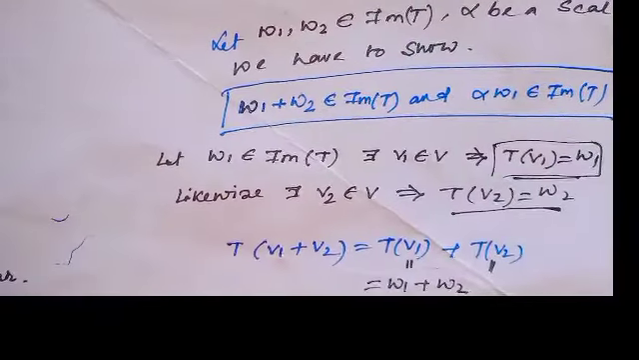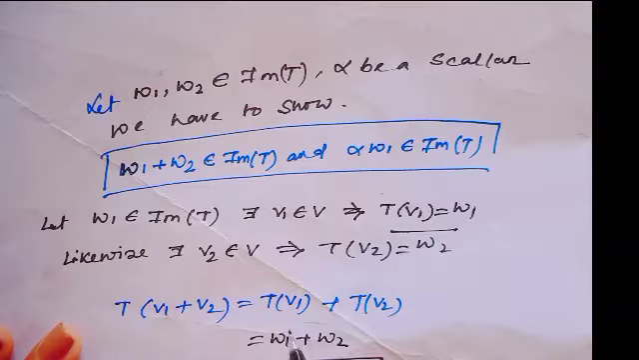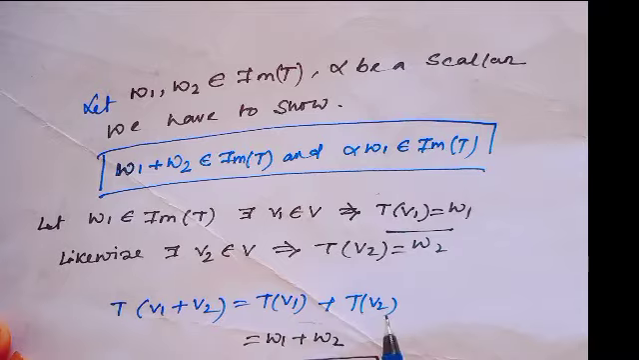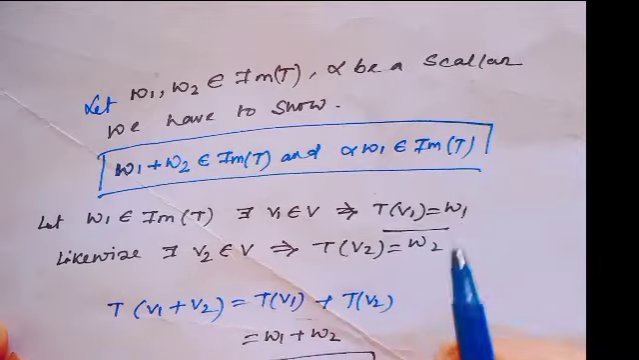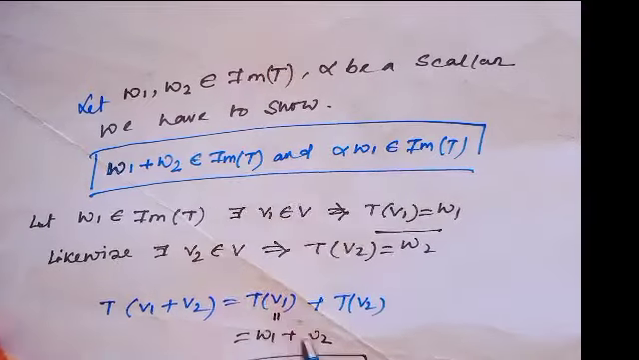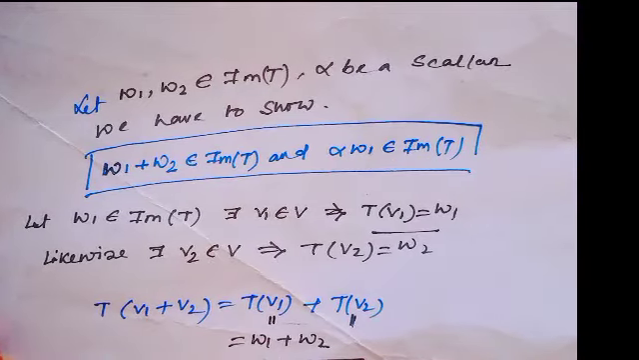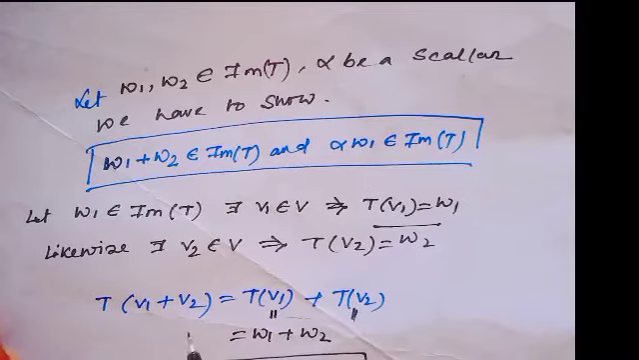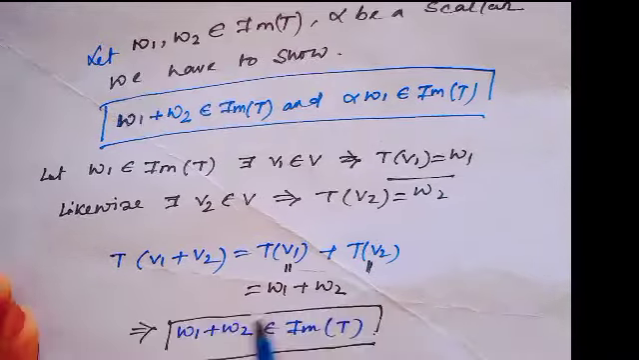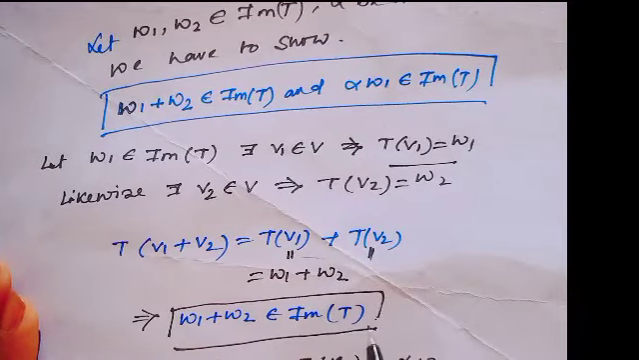Now apply T on v1 plus v2. By the property of linear transformation, this is equal to Tv1 plus Tv2. And Tv1 equals w1 and Tv2 equals w2. Now putting in these values, this is w1 plus w2. That means T of v1 plus v2 equals w1 plus w2. That implies w1 plus w2 belongs to the image of T.